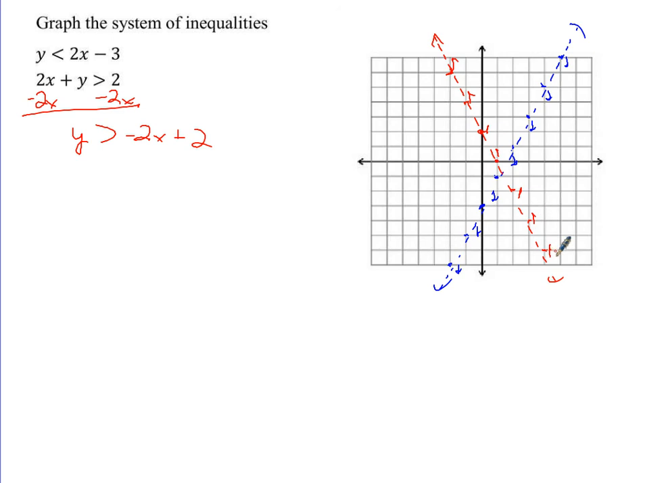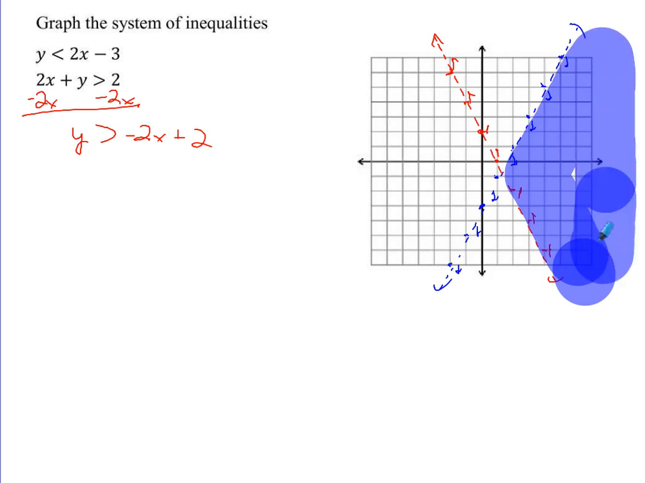Now that I've done that, I can see the region that's going to be double hit by my inequalities. This region right here did not get hit by anything, so it's not my solution. This region here only got hit by the red inequality. This region here only got hit by the blue inequality, but this one got hit by the blue and the red, and that's why this one is my solution.